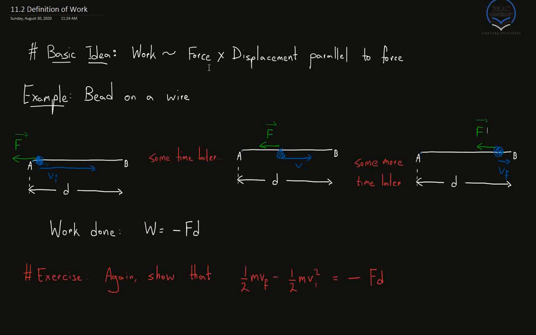So if work done was, roughly speaking, force times the displacement parallel to the force, this time the displacement is anti-parallel to the force, so you have to put in a minus sign, and the work done would be W equal to minus Ft.